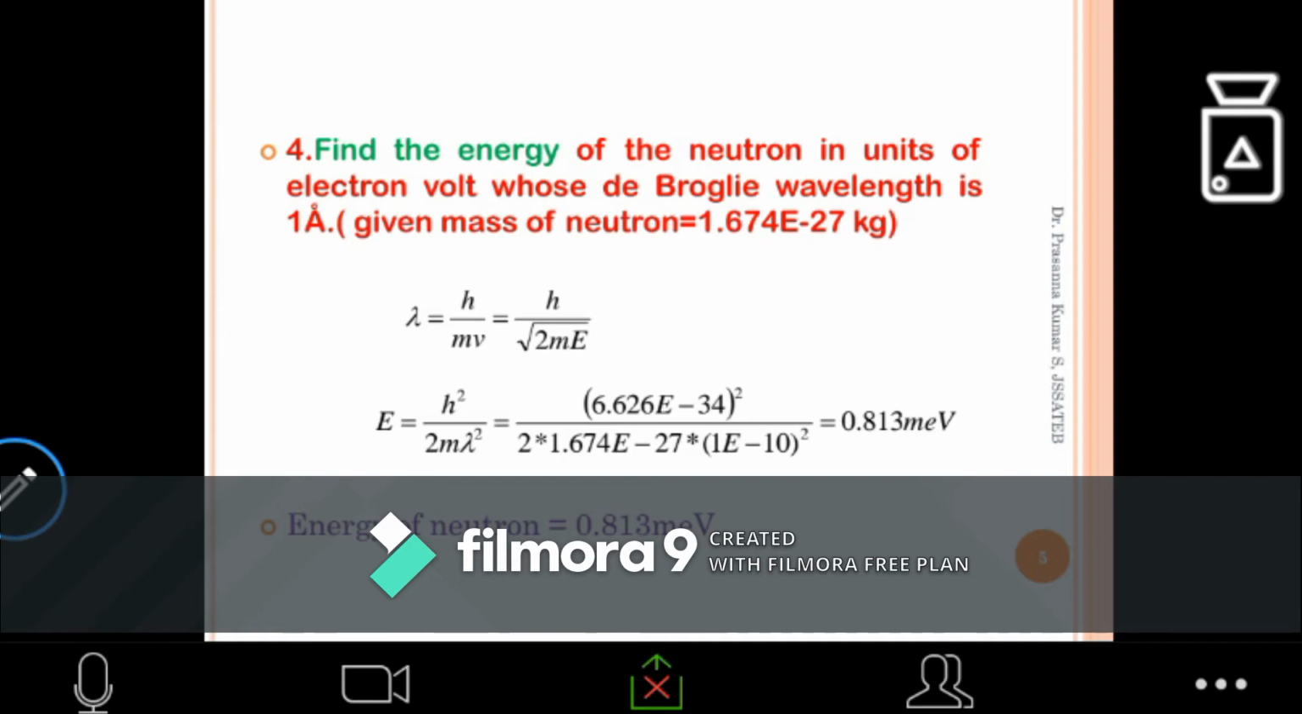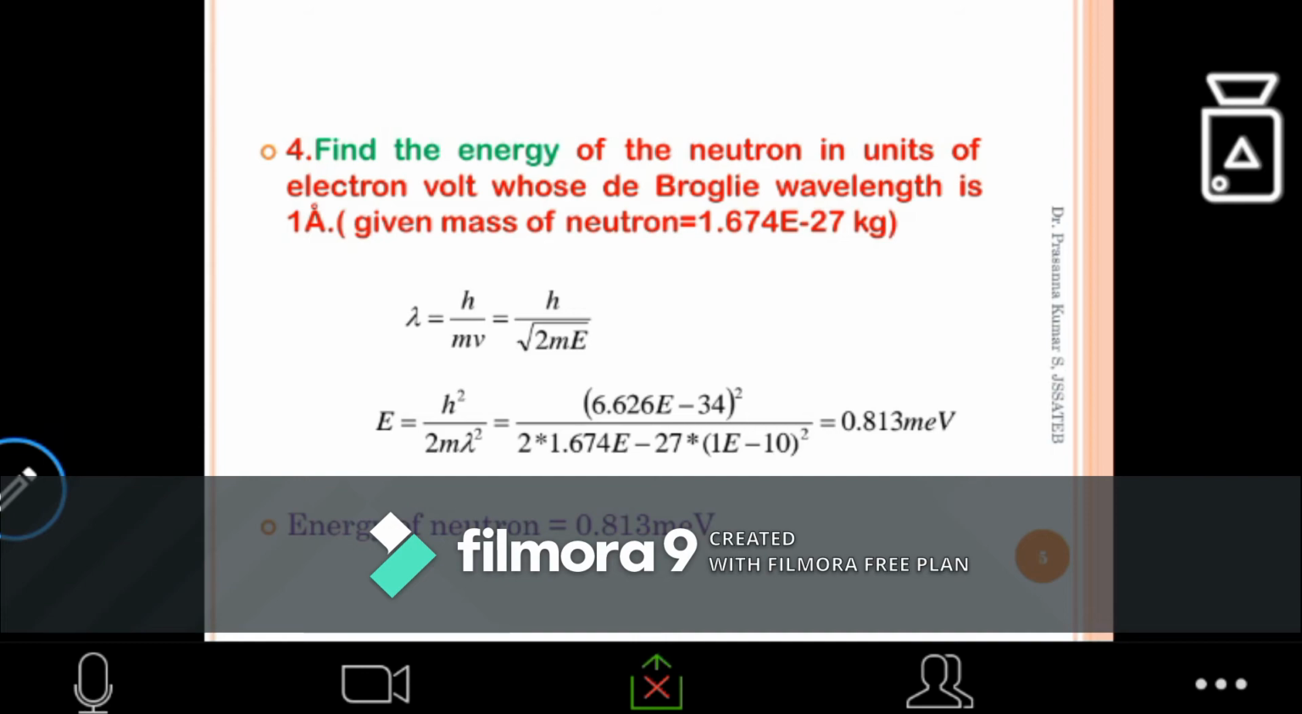You know how we will get this. So now we square both the left hand side and right hand side. Lambda square is equal to h square by 2me. Then push e to the other side, to the left side: e equal to h square by 2m lambda square. So this e is the energy of the neutron, which is moving as a wave having a de Broglie wavelength of 1 angstrom.